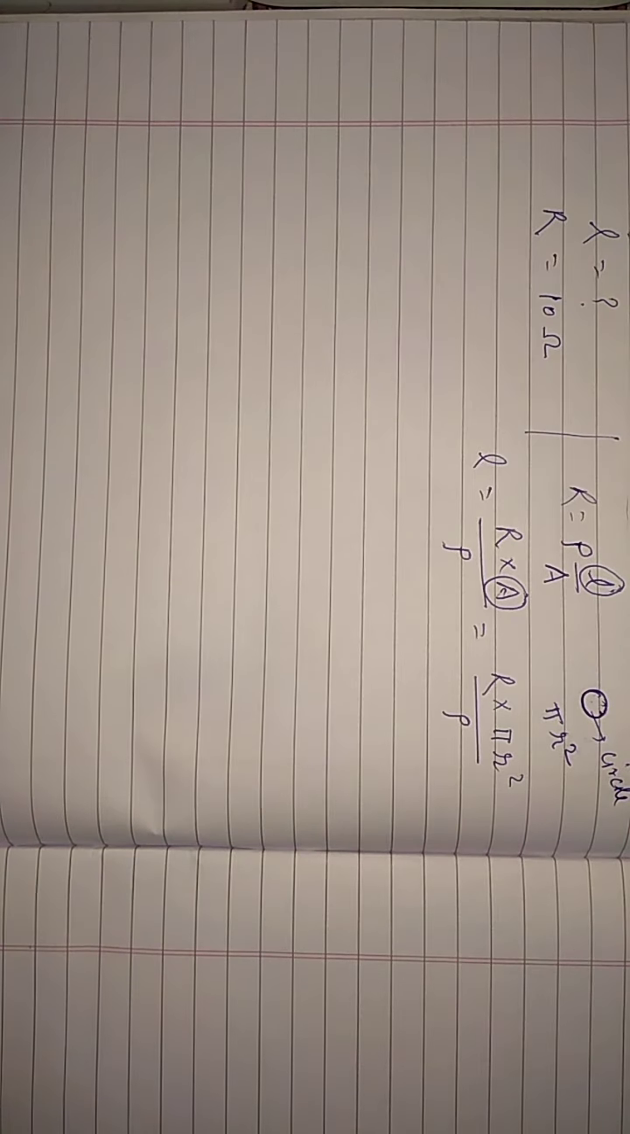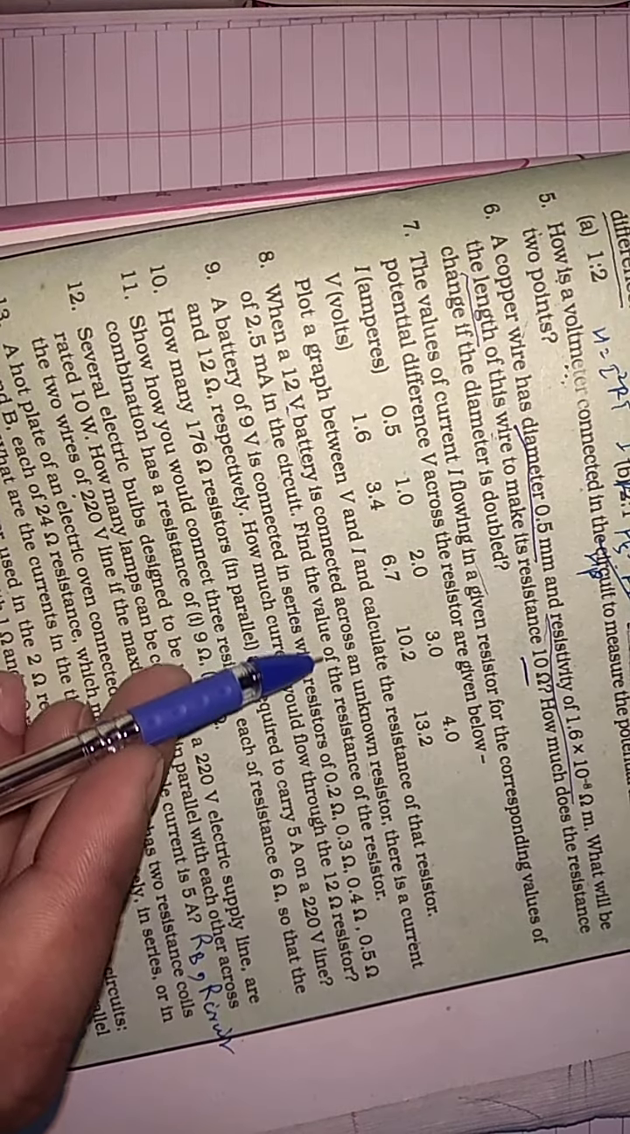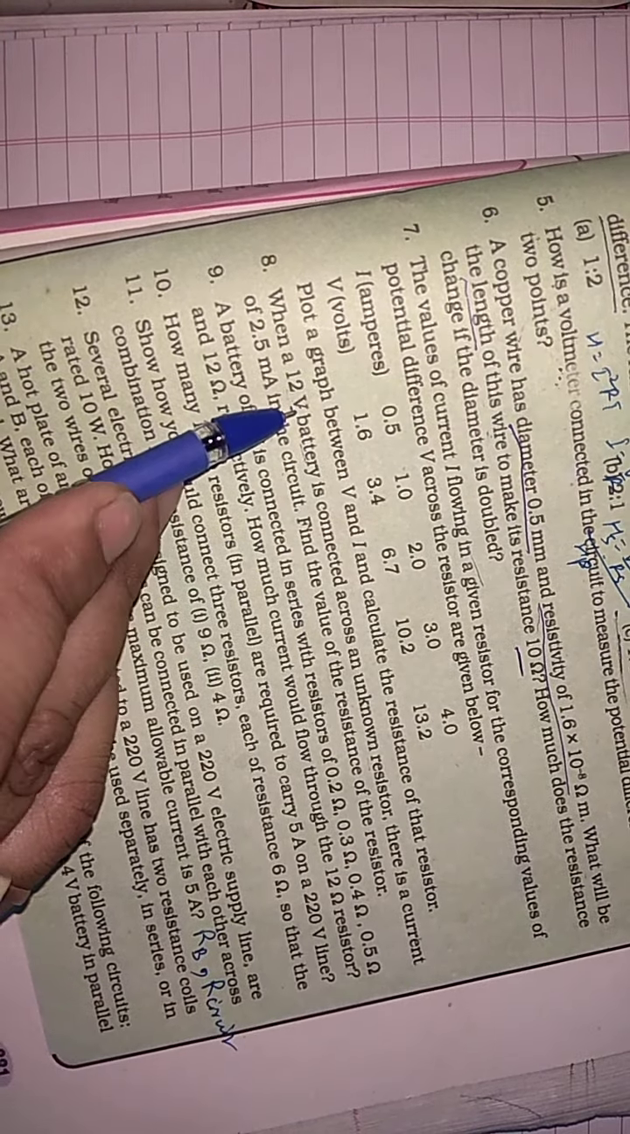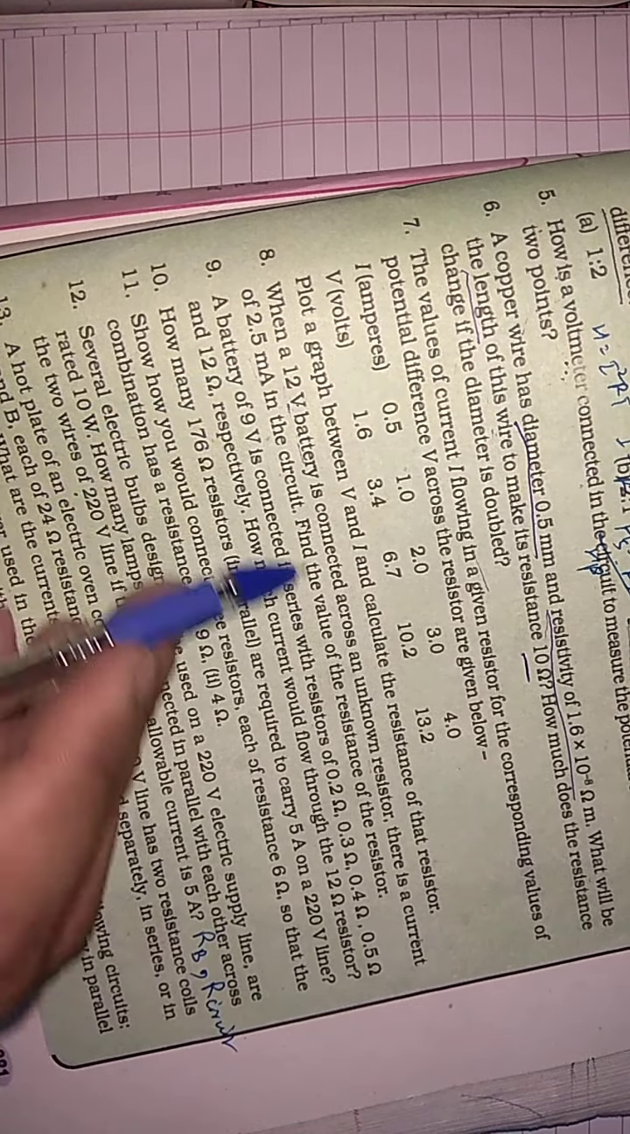When a 12 volt battery is connected across an unknown resistor, there is a current of 2.5 milliampere in the circuit. Find the value of resistance. V is given, I is given. We have to find the R. So V equal to IR. Before the solution of this question, we have to convert this milliampere into ampere. Question number 8.